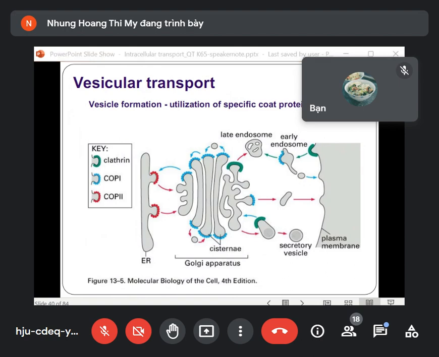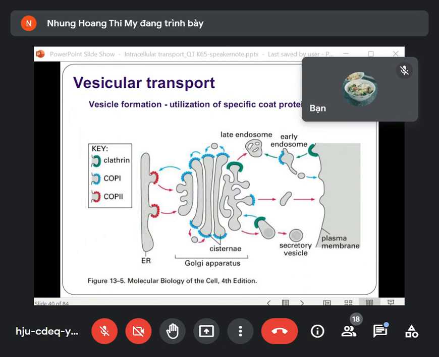Okay, so I have one question for you. Sorry, I forgot to put it in the slide, but I will release it in the classroom, so it can help you to understand more about the function of each type of protein involved in vesicle transport.